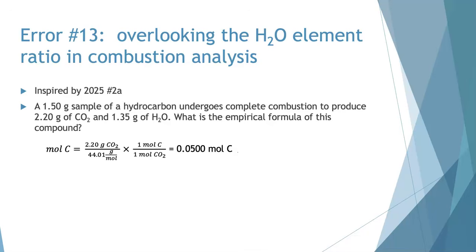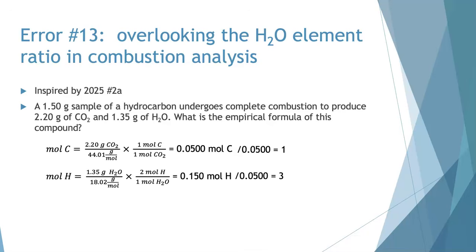For the hydrogen, to find moles of hydrogen, we need to take our mass of water and convert it to moles. And then we need to remember that there are 2 moles of H for every mole of H2O. And so when we do that, we get 0.150 moles of H. We need to divide by the smallest number of moles, which is 0.0500. So my moles of C is 1, and my moles of H is 3, in terms of my lowest whole number ratio.